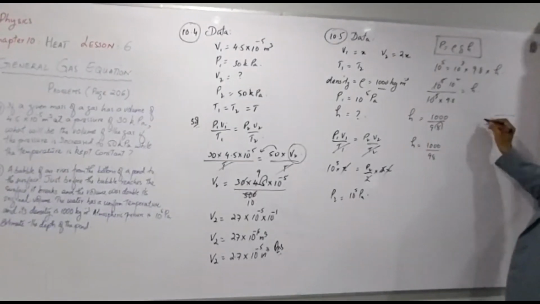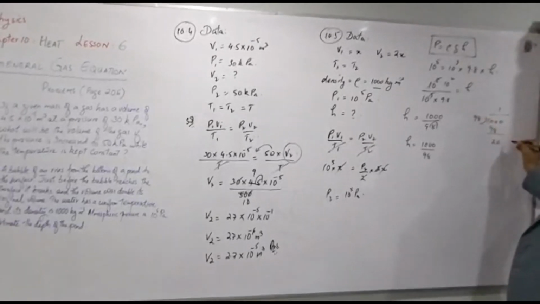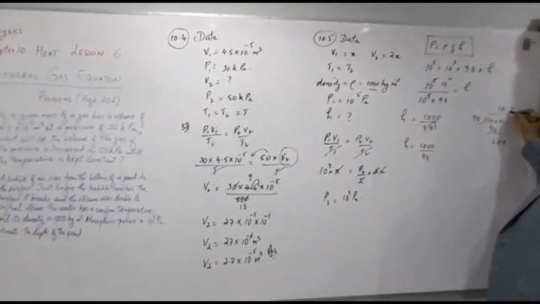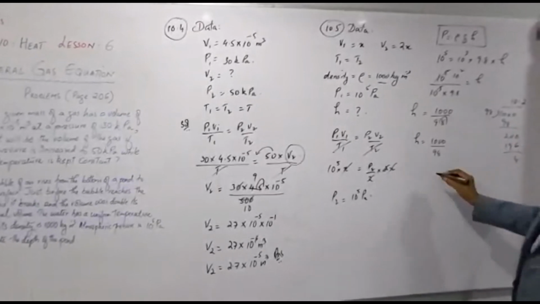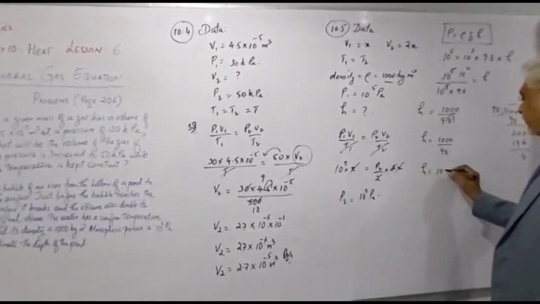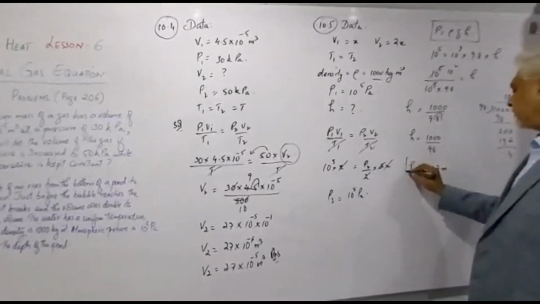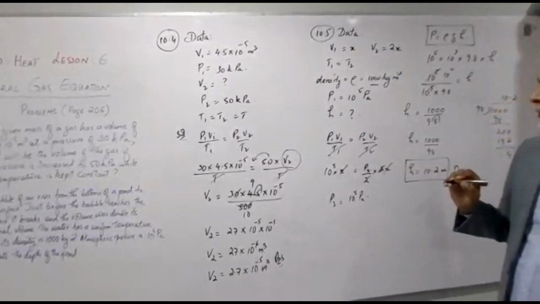1000 divided by 98 will give you how much? 98 times 10 is 980, the remainder is 20, so roughly around 10.2 meters. This will be the height of the pond.